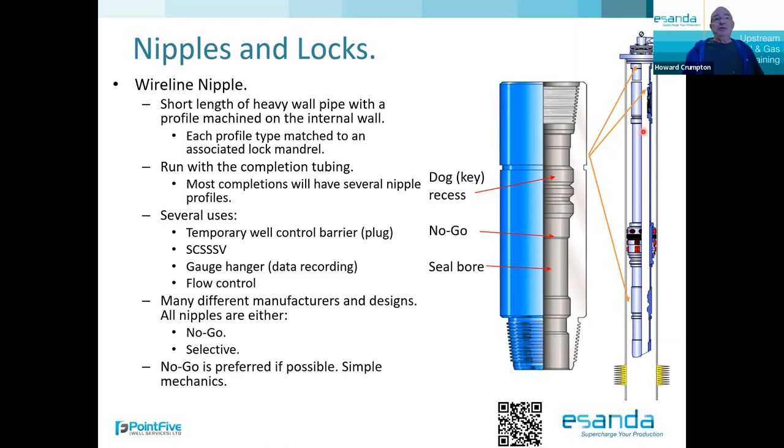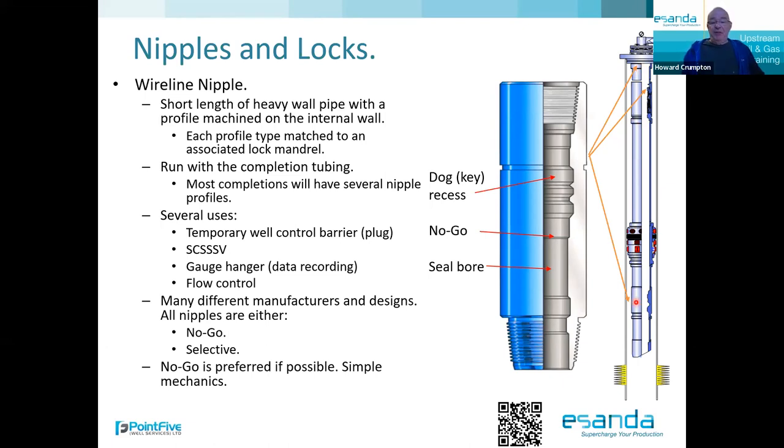The main function of these is to allow us to put temporary barriers in. If I want to remove the Christmas tree and put the drilling BOP in place, or at the end of the completion of the well, if I want to remove the BOP, I need mechanical barriers in the well. Typically the first mechanical barrier we'll have will be a plug located in the tubing hanger. That gives me a barrier against the reservoir. I can now safely remove my drill BOP and install a Christmas tree.